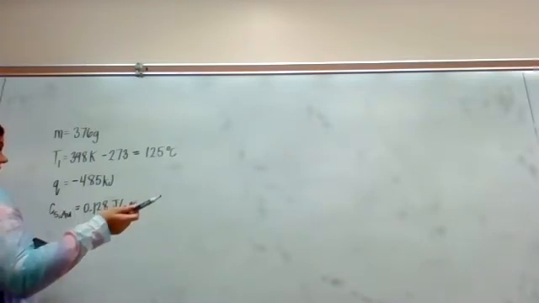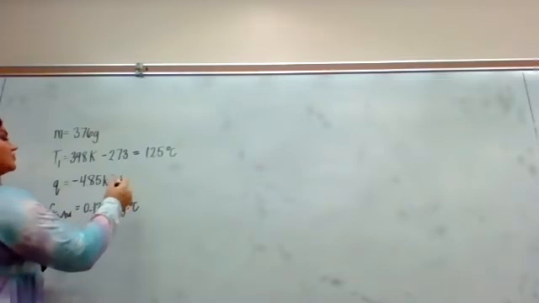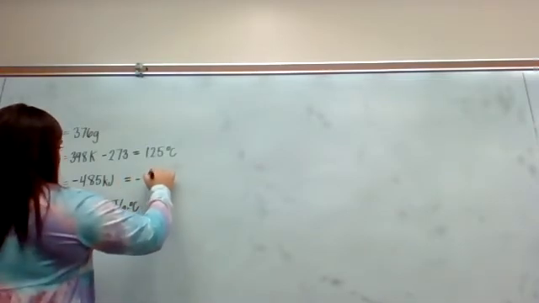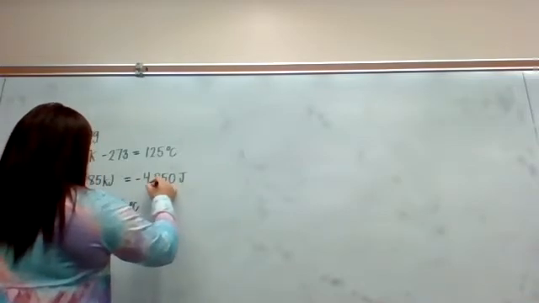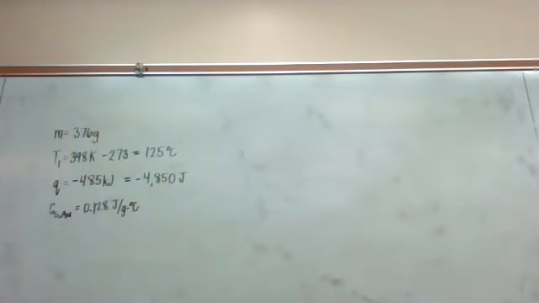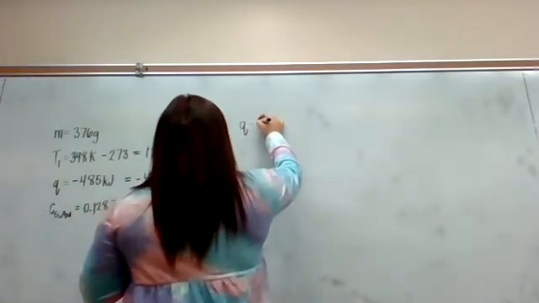Then kilojoules to joules. If I go from kilojoules to joules, you should expect your number to get larger, because a joule is smaller than a kilojoule. So it's negative 4,850 joules. I moved my decimal 3 places to the right. Okay, now just plug all that into your Q equals MCΔT equation.